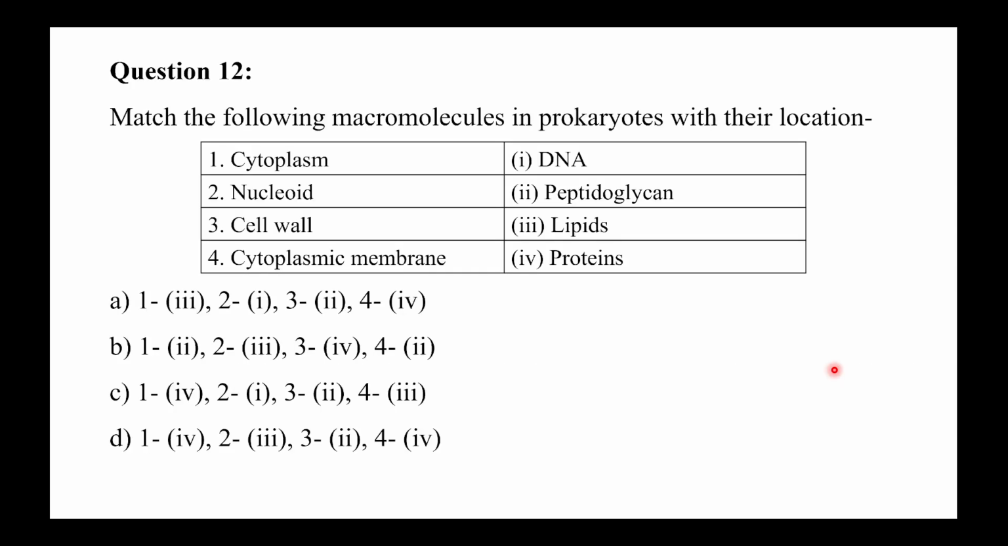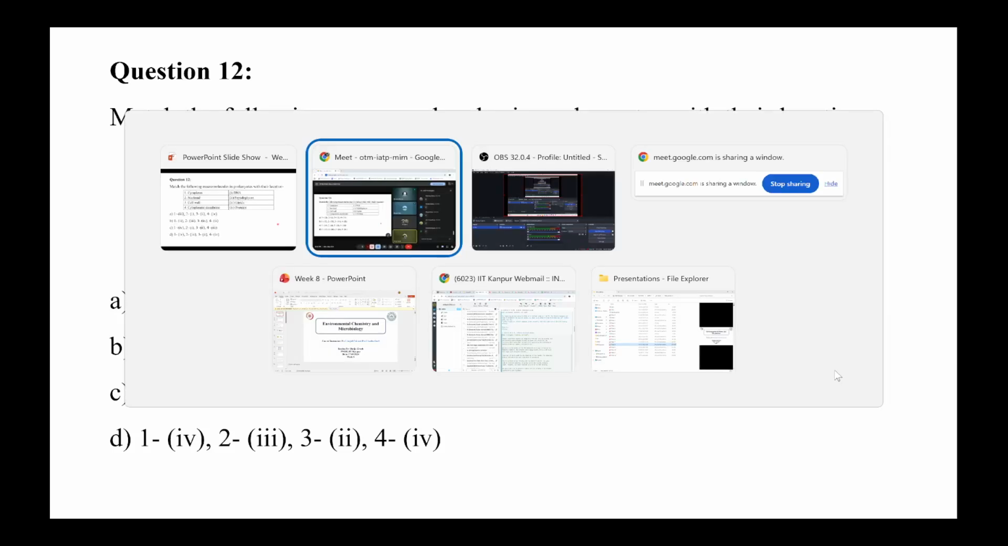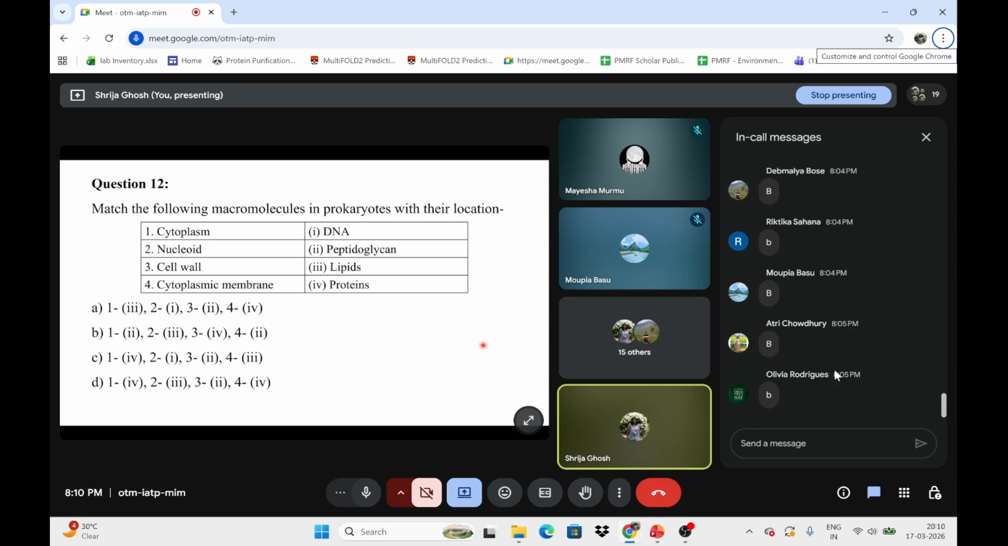I'll move on to the next question then. Match the following macromolecule and prokaryotes with their location. So you have different locations given on the left side and different macromolecules given on the right side. The locations are cytoplasm, nucleoid, cell wall, and cytoplasmic membrane. The macromolecules are DNA, peptidoglycans, lipids, and proteins. Match the following. Write your answers in the chat box.